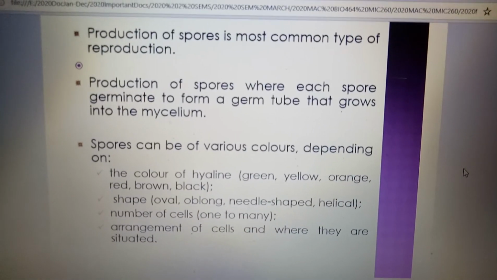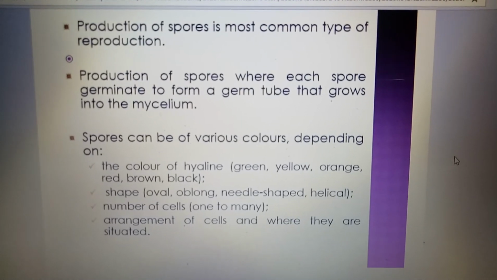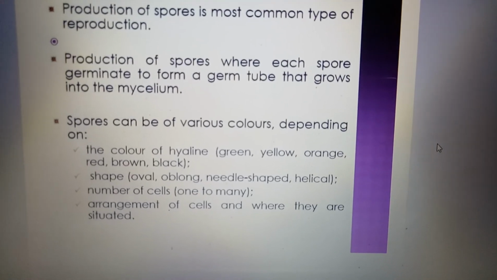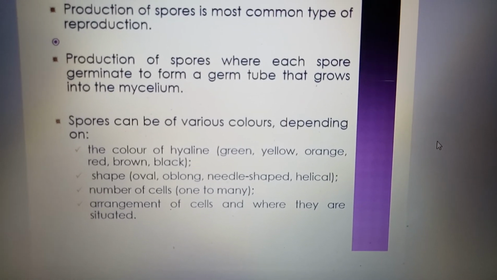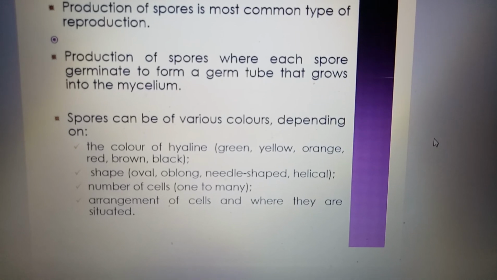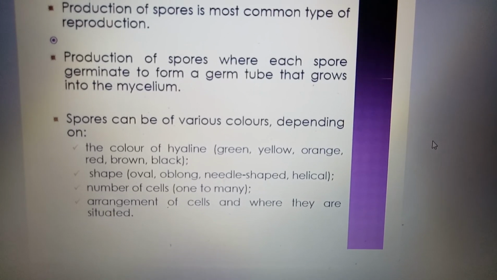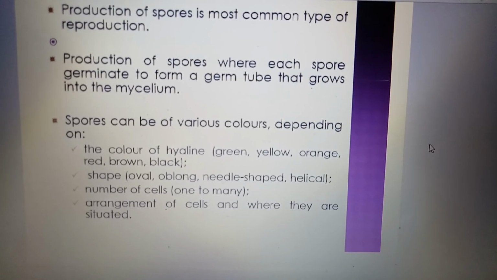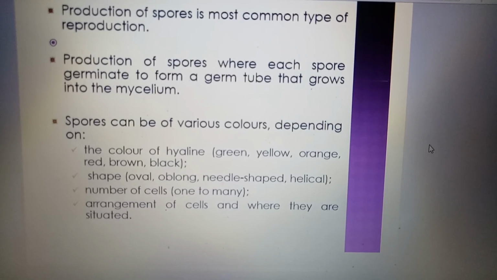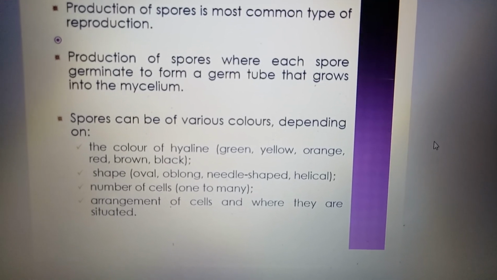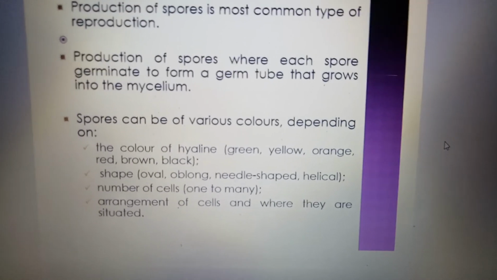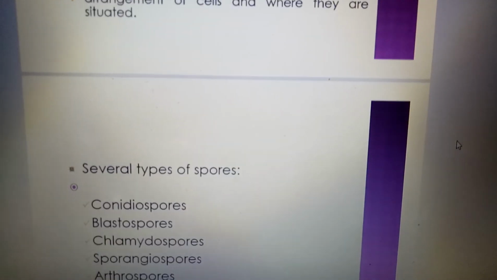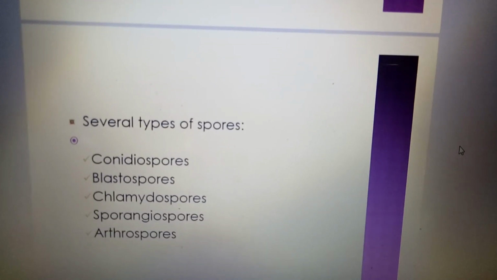Production of spores is the most common type of reproduction, where each spore germinates to form a germ tube that grows into the mycelium. Spores can also be various colors depending on the type of fungi. For example, hyaline, green, yellow, orange, red, brown, black. Shape: oval, oblong, needle-shaped, helical. Number of cells, one to many. Arrangement of cells, and where they are situated. Okay, we continue this one later on.